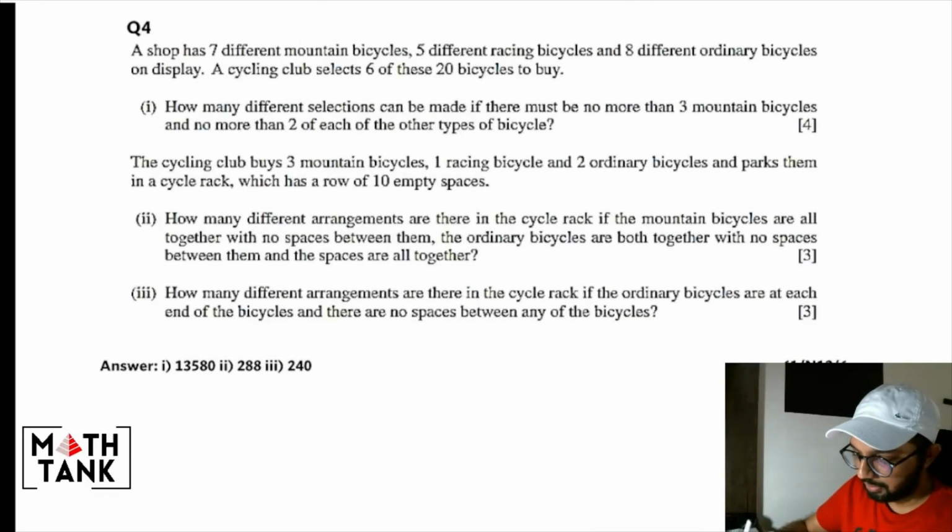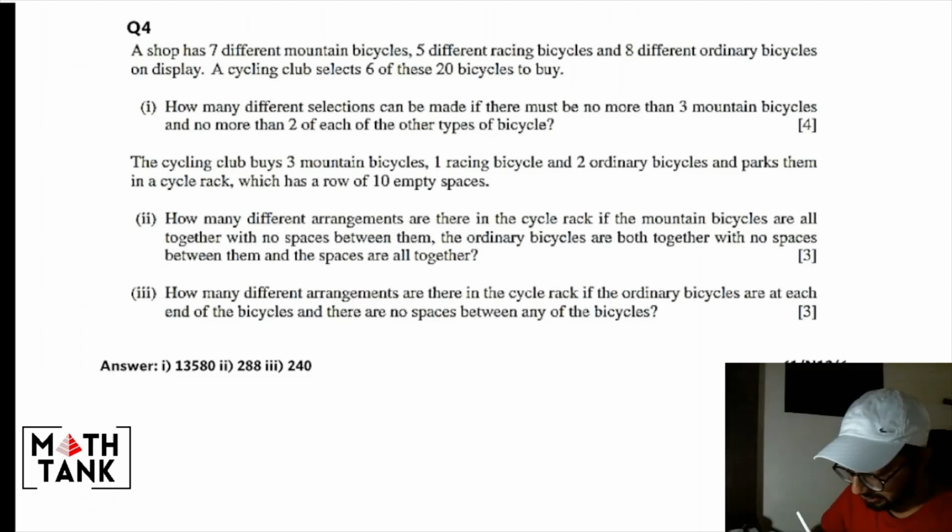Moving on to question number 4, it says the shop has 7 different mountain bicycles, 5 different racing bicycles, and 8 different ordinary bicycles on display. A cycling club selects 6 of these 20 bicycles to buy. Now remember that they're all different. How many different selections can be made if there must be no more than 3 mountain bicycles and no more than each of the 2 other types of bicycles.